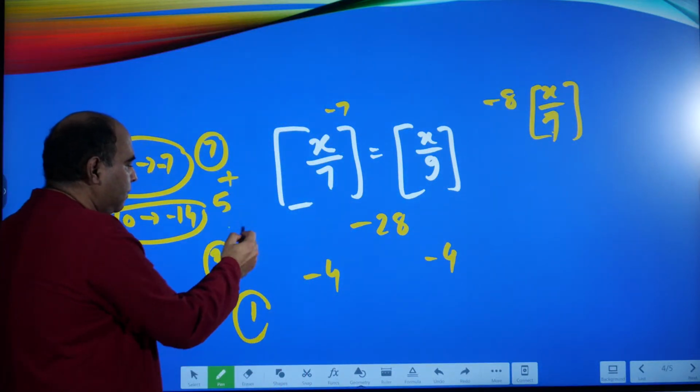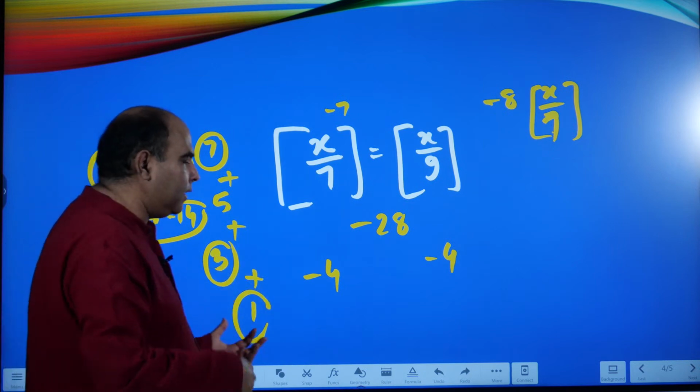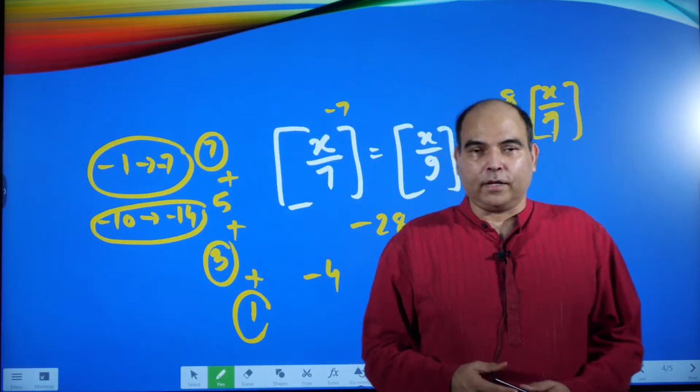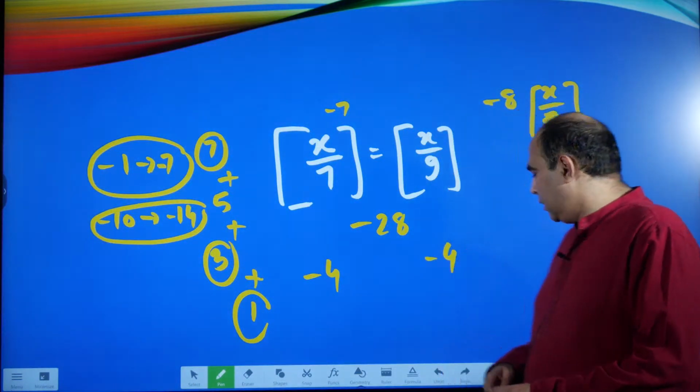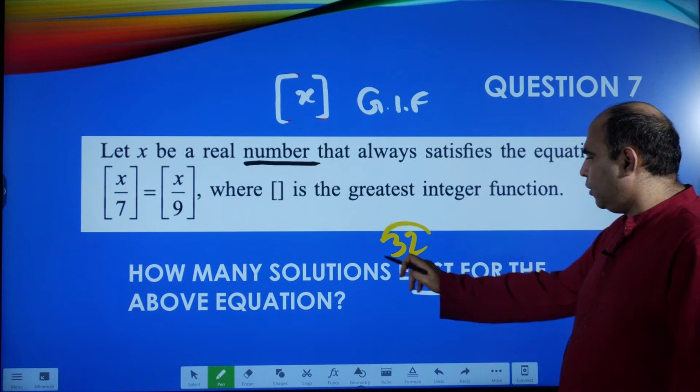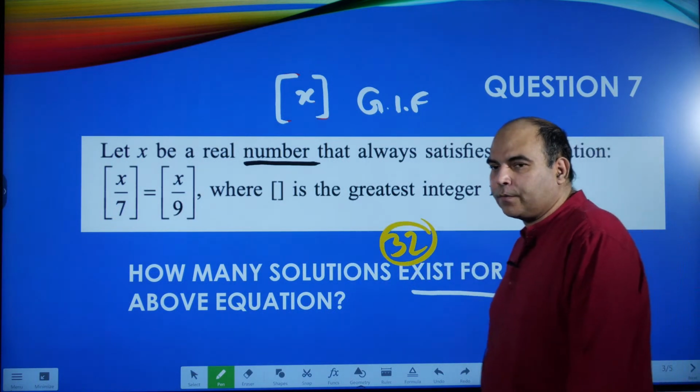So 7 plus 5 plus 3 plus 1, 16 on the negative side, and 16 on the non-negative side. So the answer to this question is 32. How many solutions exist? The answer is 32. That's the value of this question.